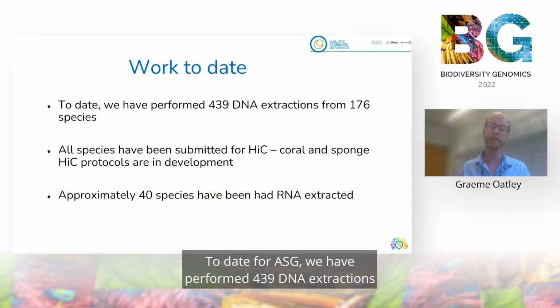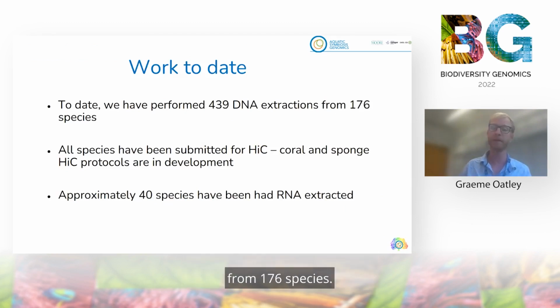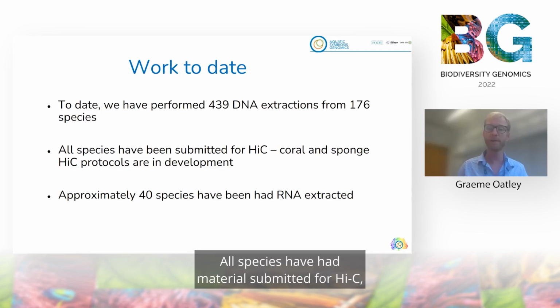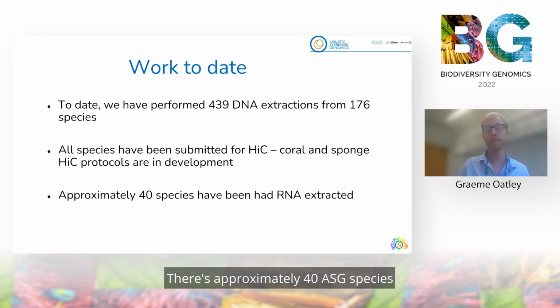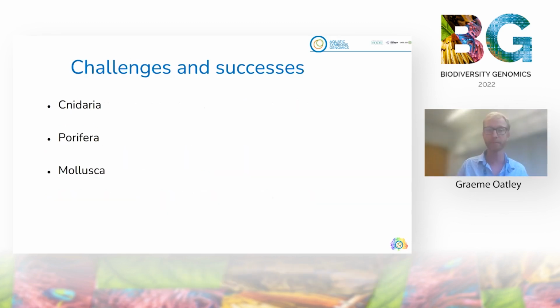To date, for ASG, we have performed 439 DNA extractions from 176 species. All species have had material submitted for high-C, although very little high-C data are available for corals and sponges, as protocols are still being developed for these sample types. RNA has been a very recent addition to the core lab pipeline, as approximately 40 ASG species have had RNA extractions, 36 of which have been submitted for sequencing.